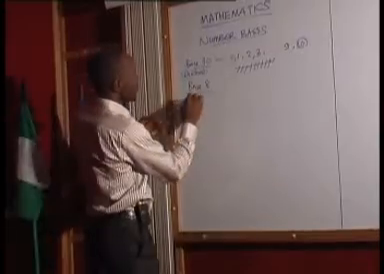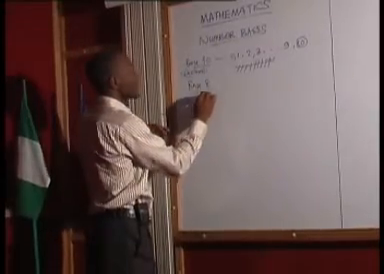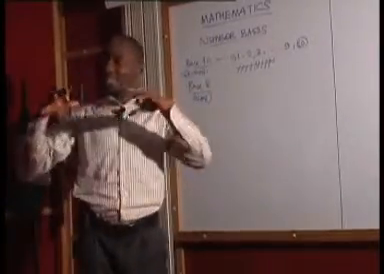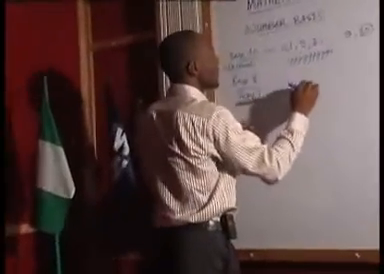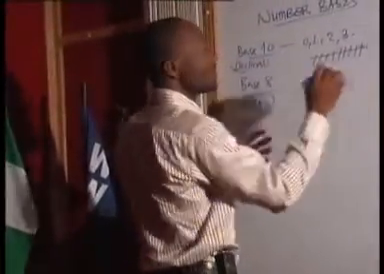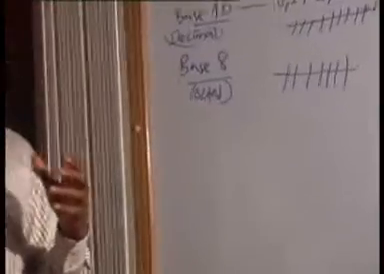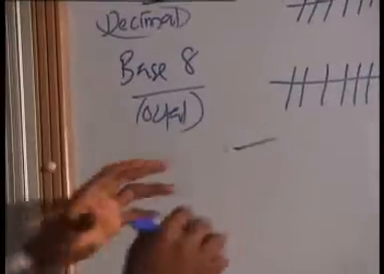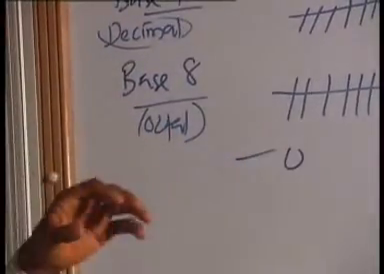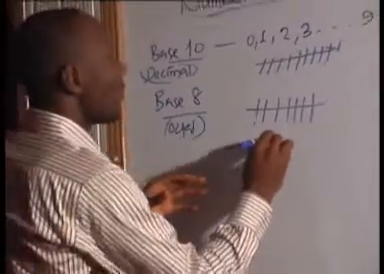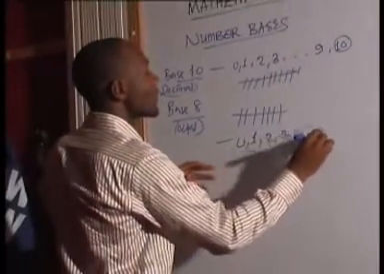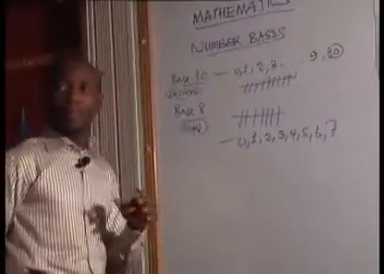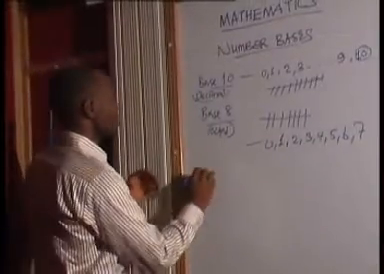Then base 8 is what? It's called octal. In other words, you have 8 units to make a bundle. 1, 2, 3, 4, 5, 6, 7, 8. So if you look at the digits we will have in base 8, we'll start counting from 0 again. 0, 1, 2, 3, 4, 5, 6, and 7. Then let's look at base 2.